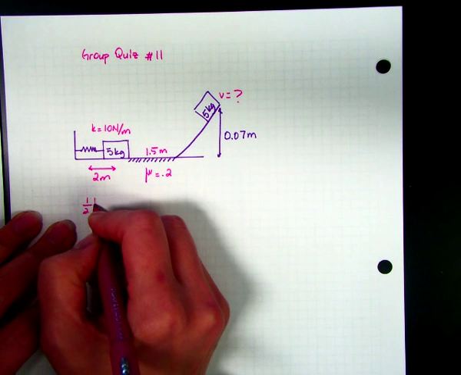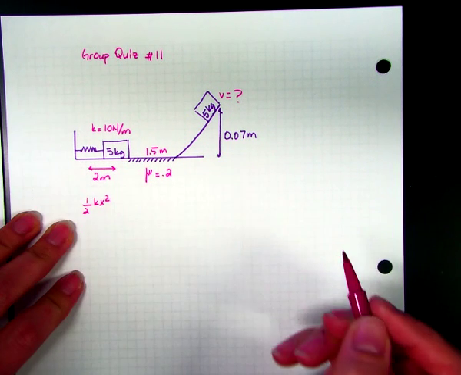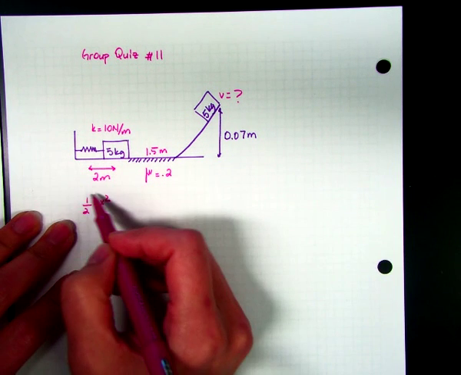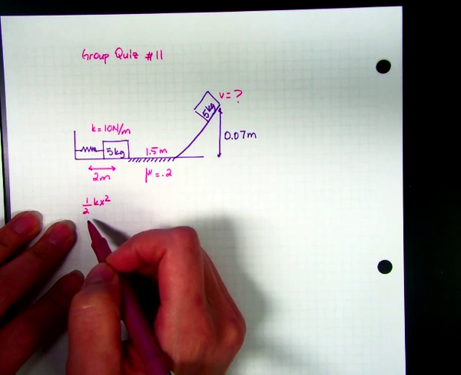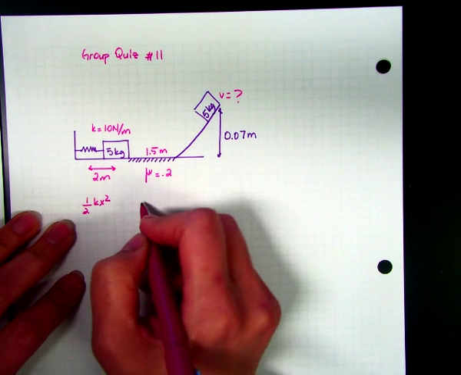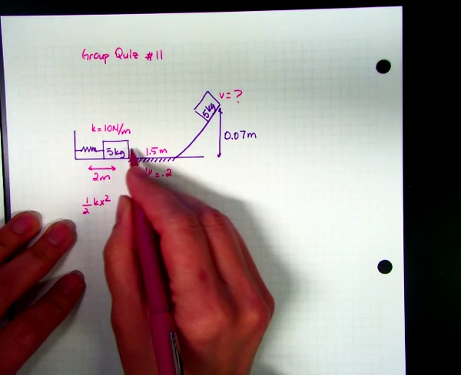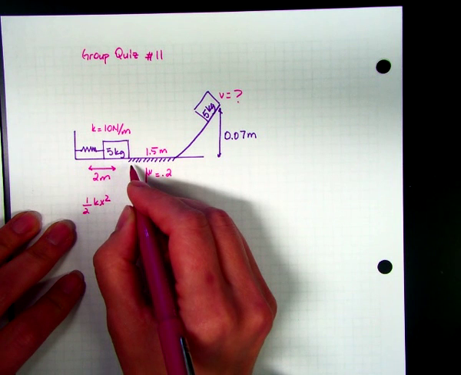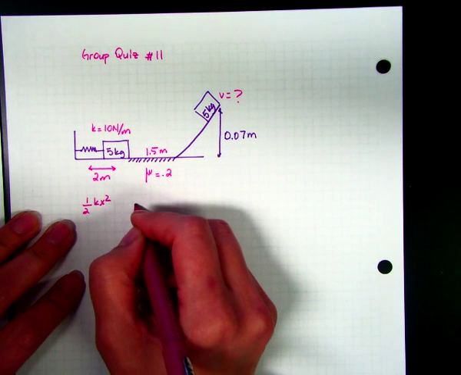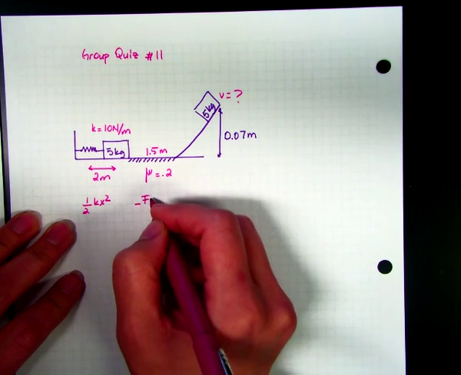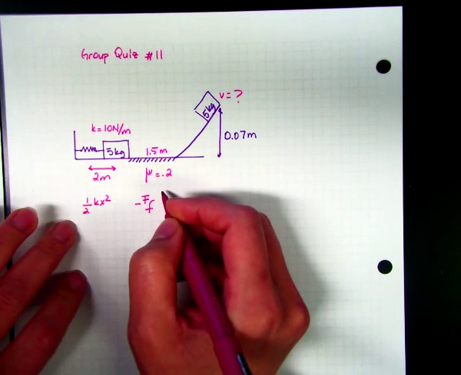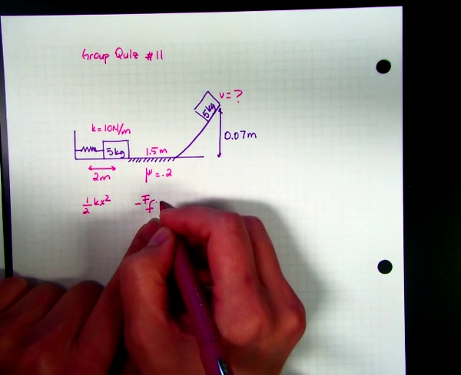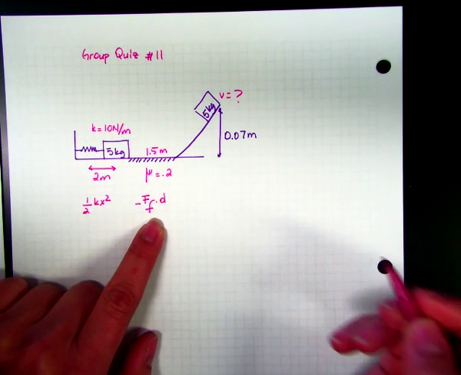which is 1/2 kx squared. And we have everything we need to find the energy at the beginning. And we're going to get the work done by the friction force. The work done by the friction force, because force of friction is always opposing the motion, is going to be negative times the distance that the friction force is applied.